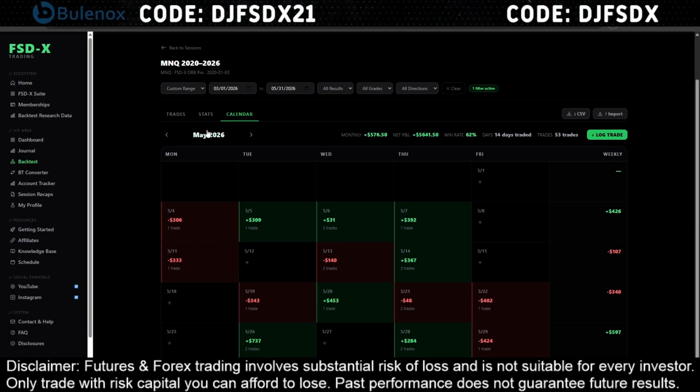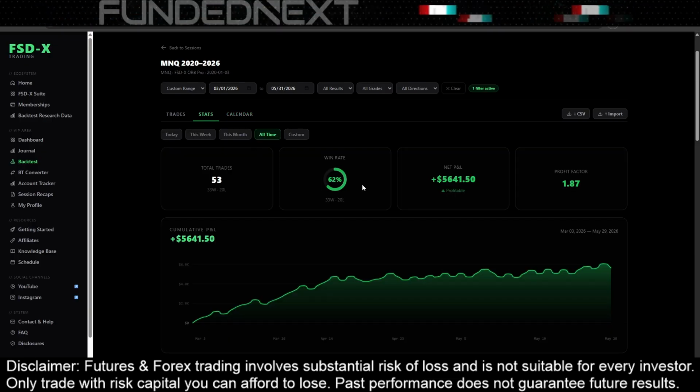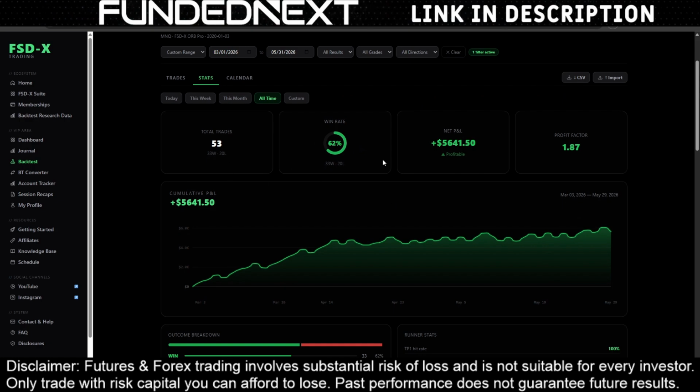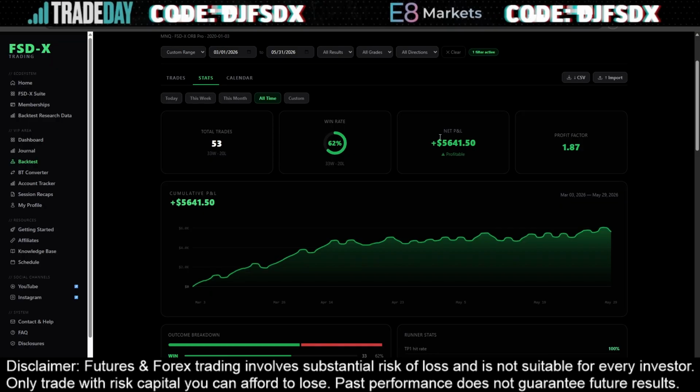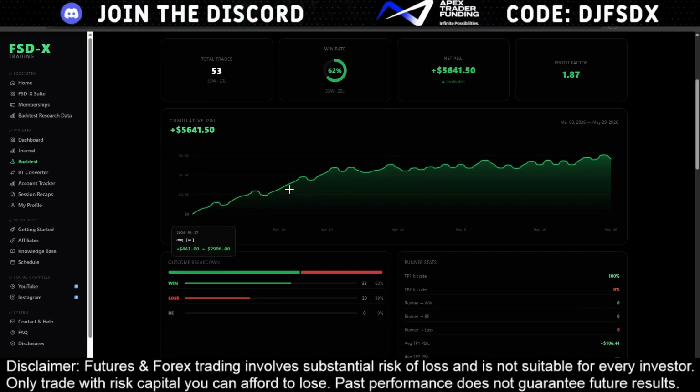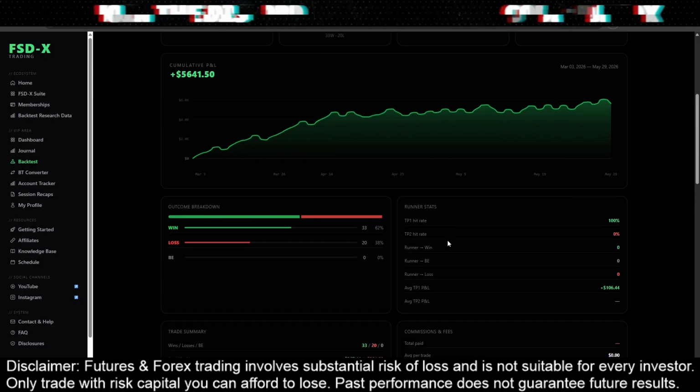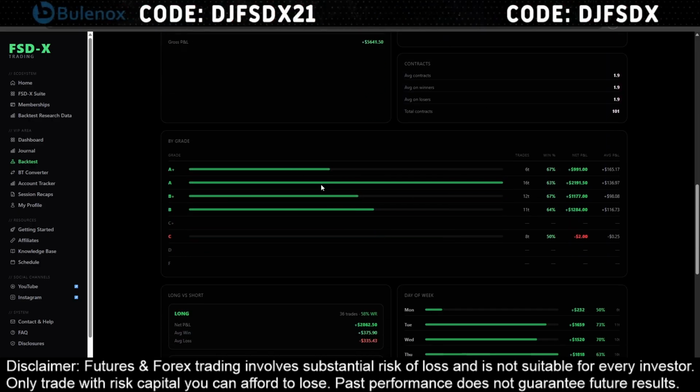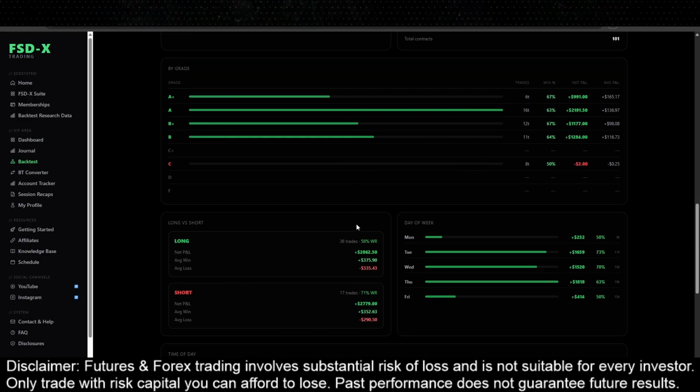So that's really good. If we look at the stats, we can see we had a 62% win rate, $5,600 with a profit factor of 1.87, and 53 trades. The equity curve was really good to start with, got a little rocky, then we still continued up. We can look at all the different grades here and see how they all did in those past three months.